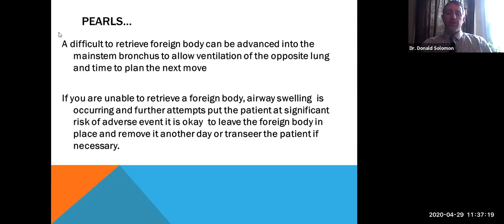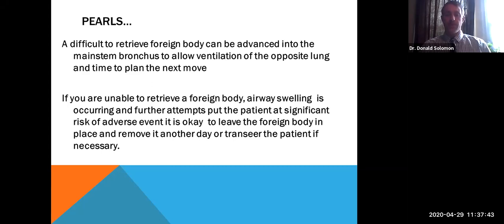So this goes into what I was saying previously a little bit. If you have a difficult to retrieve foreign body, or you're unable to retrieve a foreign body, you can always advance it into one of the main stem bronchi to allow ventilation of the opposite lung. Then you can come back and either plan another bronchoscopy at that time, or plan another move the following day.